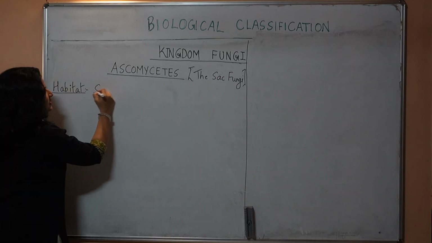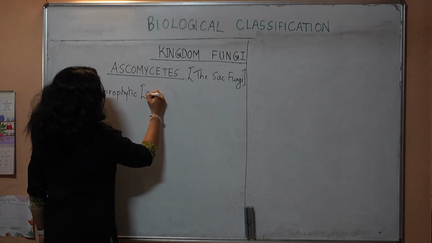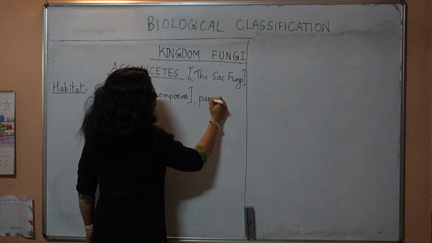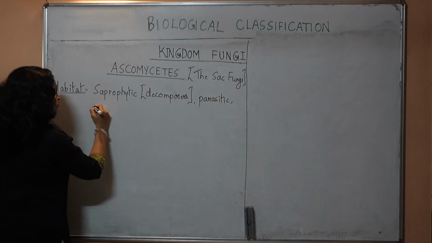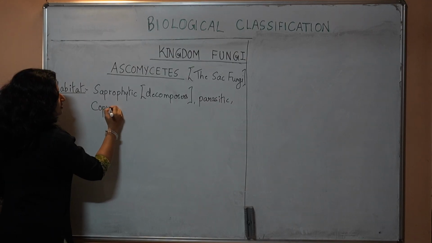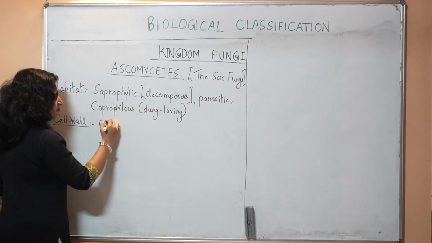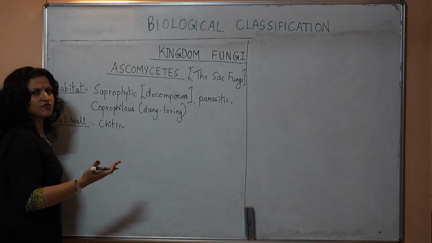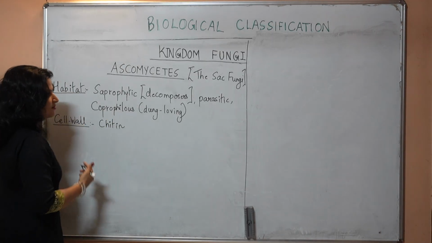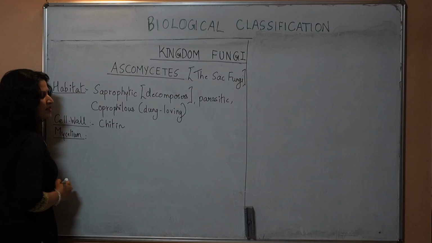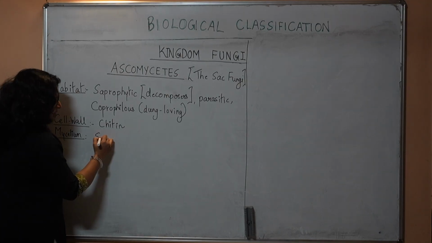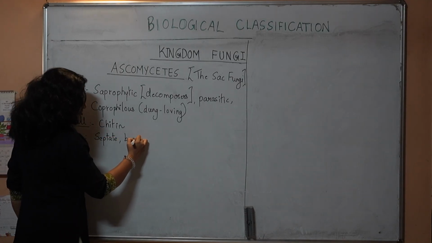Habitat. They are mainly saprophytic, so they are decomposers. There are also parasitic species, and many forms are known to be coprophilous. Coprophilous means dung-loving. Cell wall. The cell wall will be made up of chitin. The chitin cell wall had started from Zygomycetes itself. Next, mycelium. Septate mycelium, that will be branched.